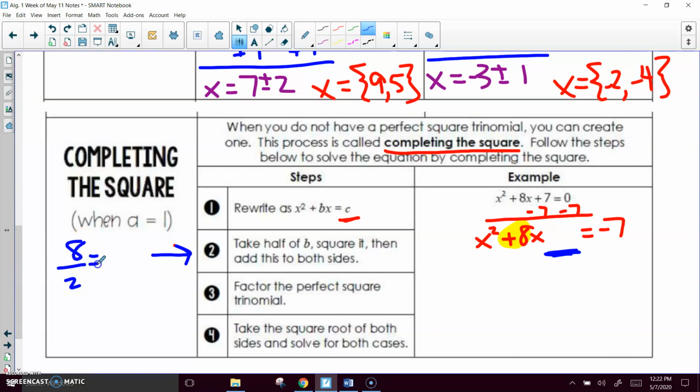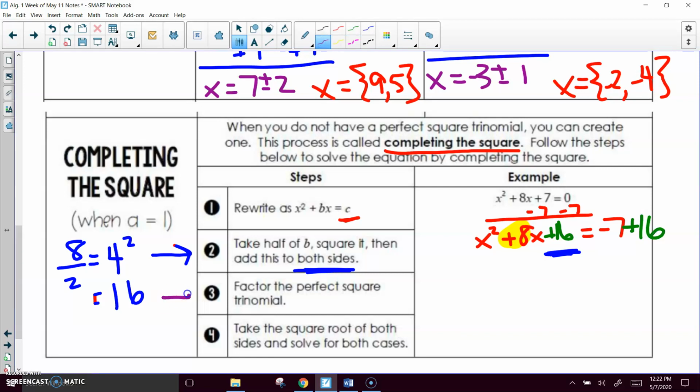No, it's not. Half of +8 is 4. Then you're going to square it. 4 squared is 16. That's what you are going to add to both sides. So we're going to fill in up here plus 16 on both sides. Because it is an equation, it must remain equal. So what you do to one side, you have to do to the other.